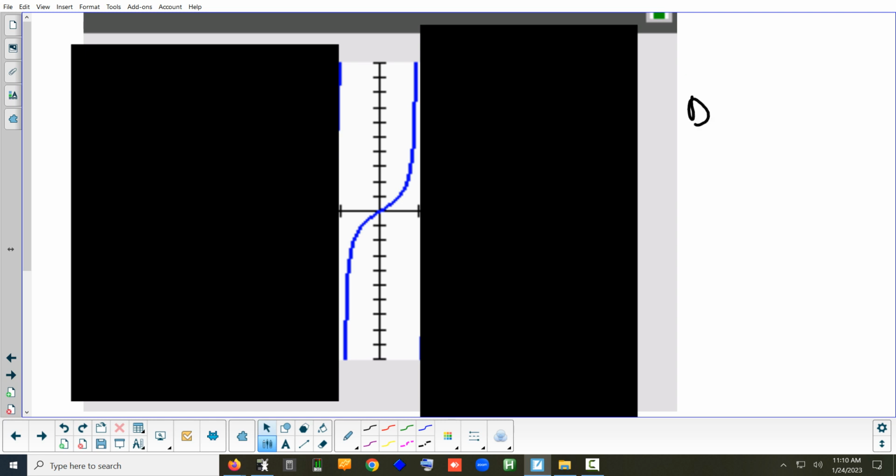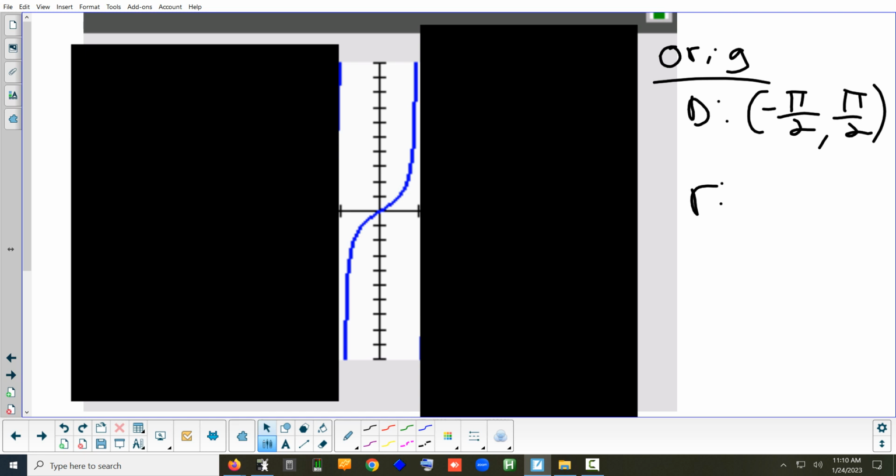So this time the domain, this is original tangent, this is not the inverse. Domain is negative 90 to 90. What's the range? All real numbers. So in original tangent, we have vertical asymptotes. What do you think is going to happen with inverse tangent? Horizontal asymptotes. Everything switches. So we're going to have horizontal asymptotes.